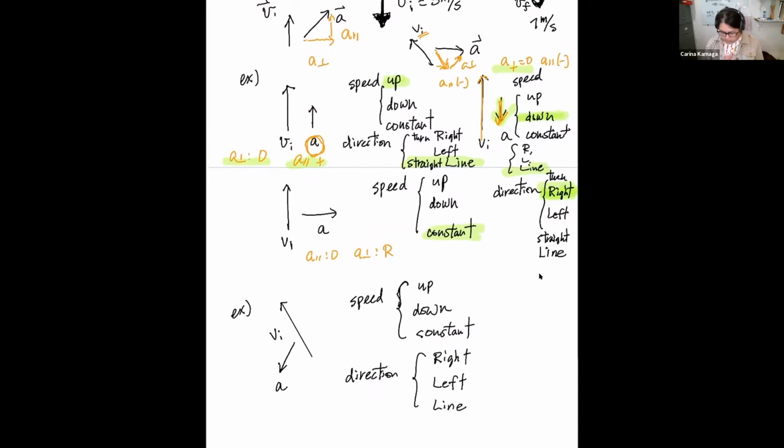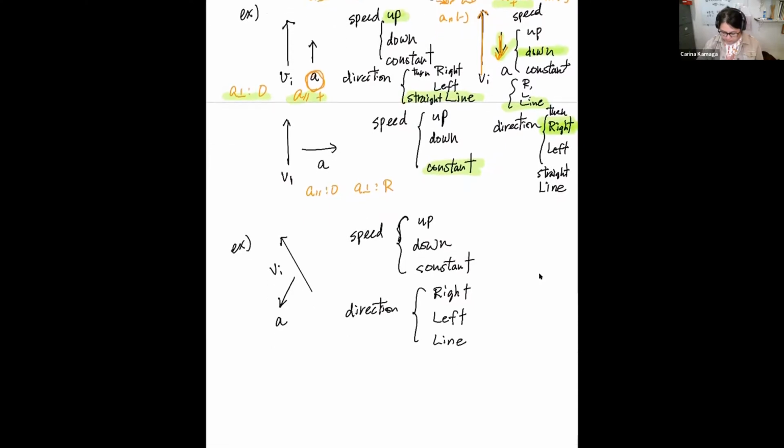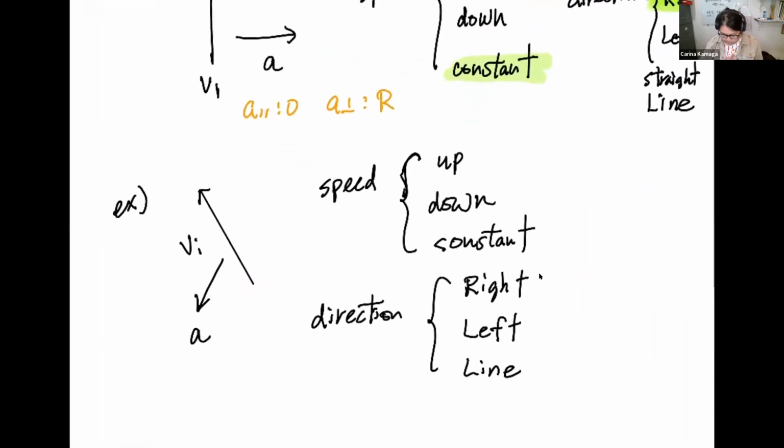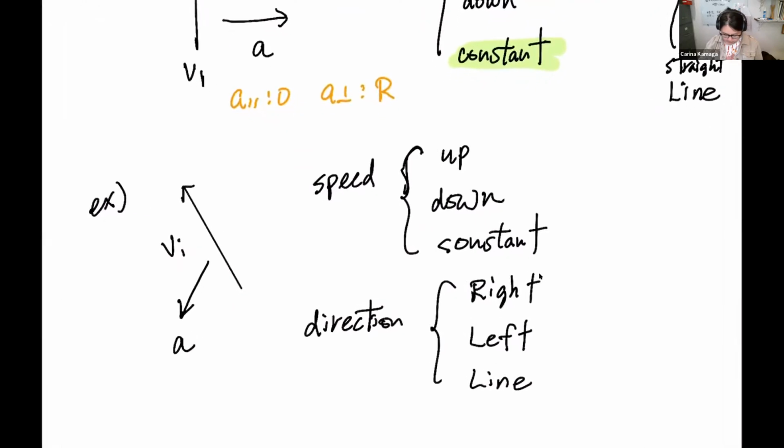All right, so let's do this example. And I may not show all the way. I want you to figure this out. First, let's decompose this A vector into a component parallel to the motion and a component perpendicular to the motion. The motion I'm talking about is this.